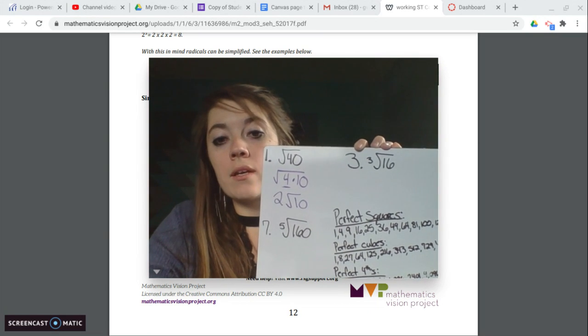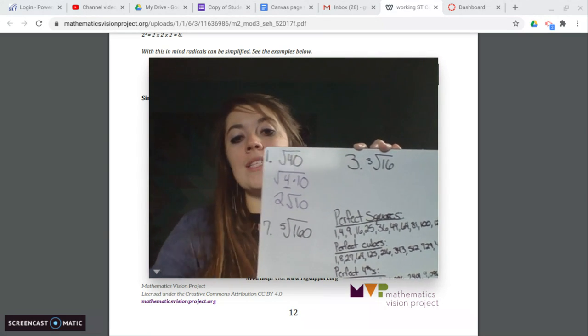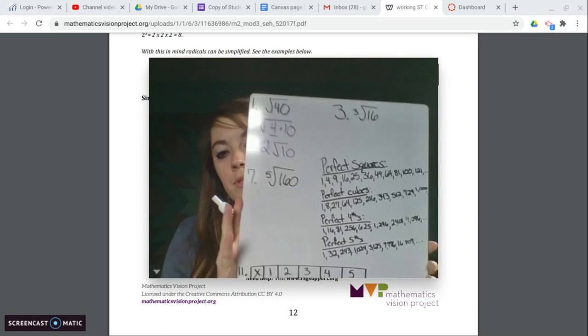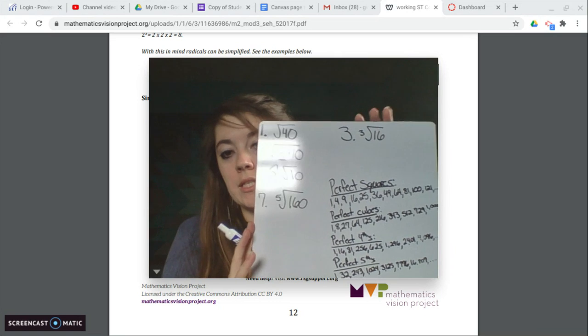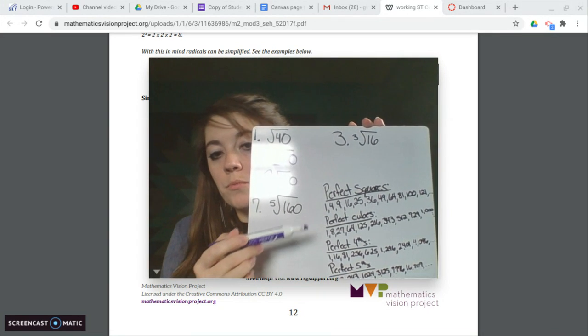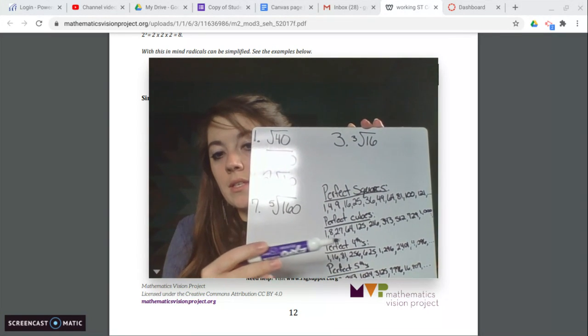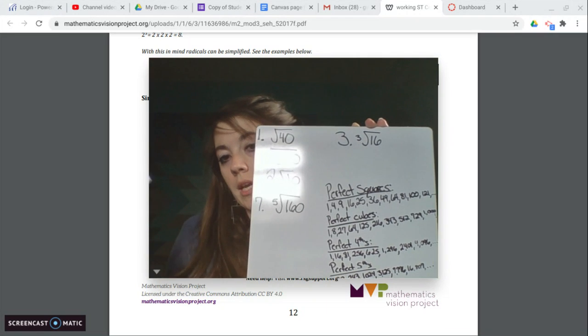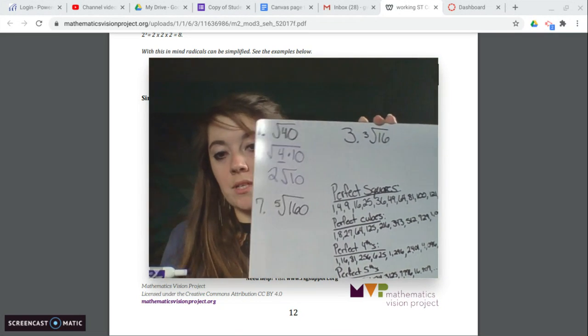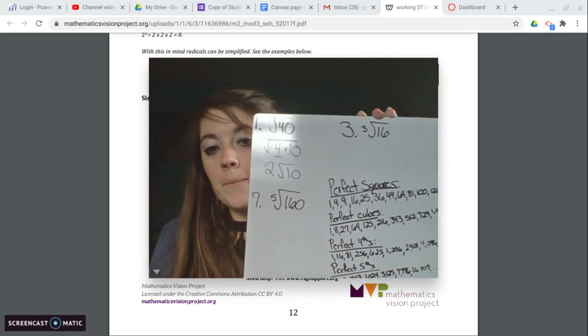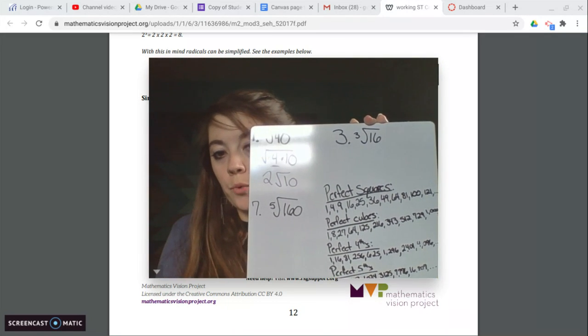Now, number 3, we're looking at the third root. Once again, I wrote out the roots, so this will be helpful for you guys as you're doing these. So here's the perfect cubes: 1, 8, 27, 64, 125, 216, 343, 512, 729, and 1000. So that's the first 10 perfect cubes.